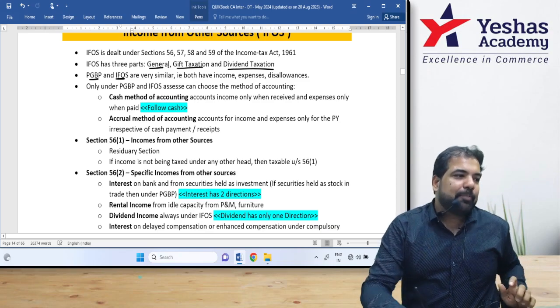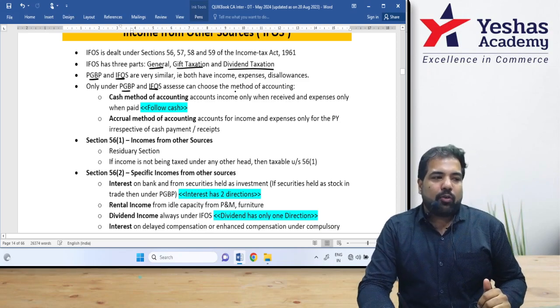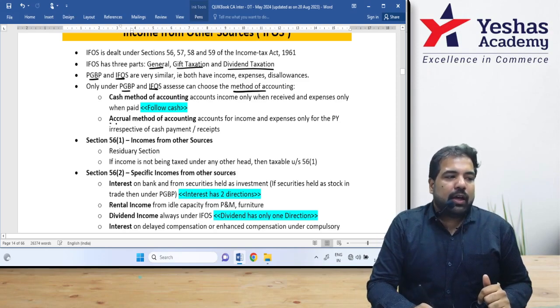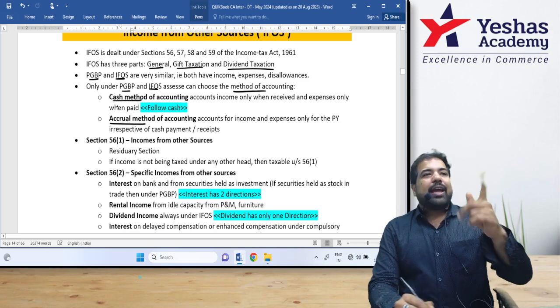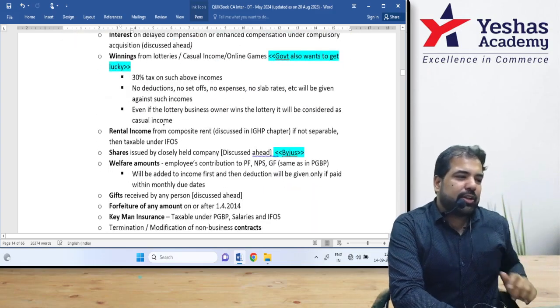will be for PGBP. All right, guys, in PGBP and IFOS, both can we choose the method of accounting? Yes, one is which one? Accrual, and one is cash. In cash, you follow cash. In accrual, we follow the year. We'll come to the general part later, guys.